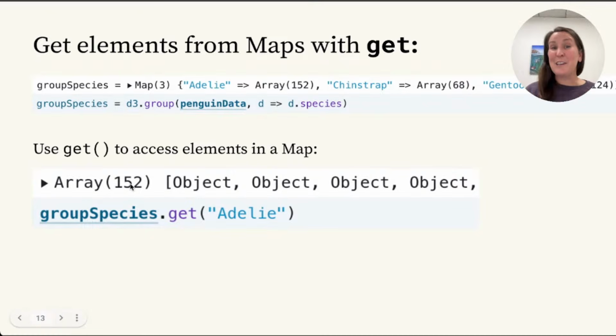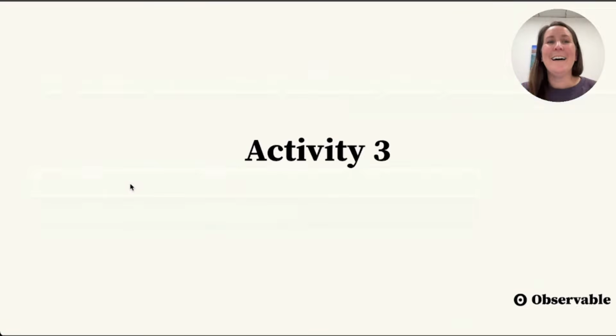So that actually creates a really nice way that you can access different pieces without filtering every single time for each individual species, for example. Here there's only 3, so maybe it wouldn't be that big of a deal. But it's really nice to access different groups of data and return it with get as an array of objects, which is the way that we've been working with data already. So they're really cool. So let's go ahead and move on to activity 3.